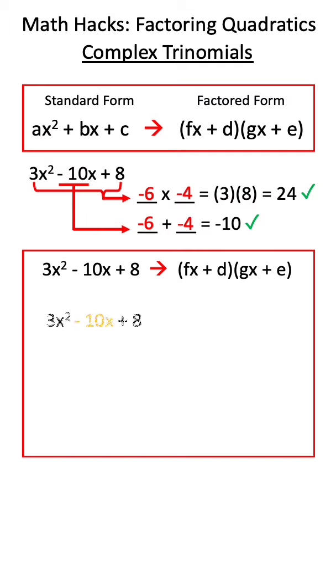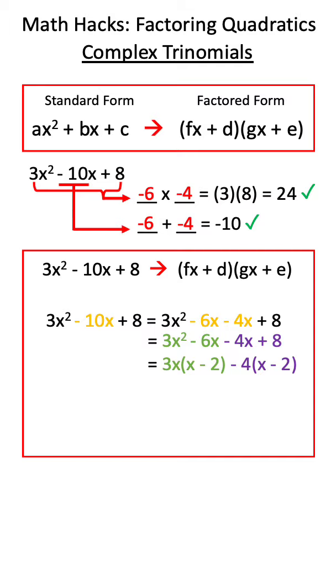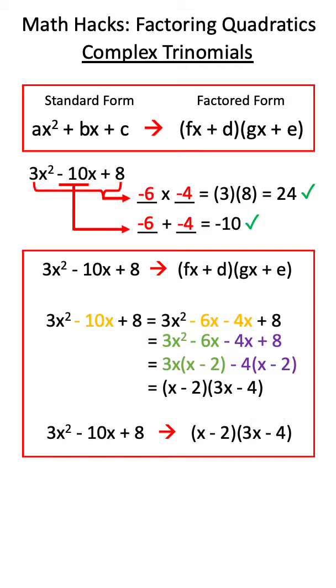Now, what we do is we break down our b term into these two terms we just found, as this doesn't change the overall value of the expression. From here, we can see that both from green and from purple, we can common factor out -2, and this is now in factored form.